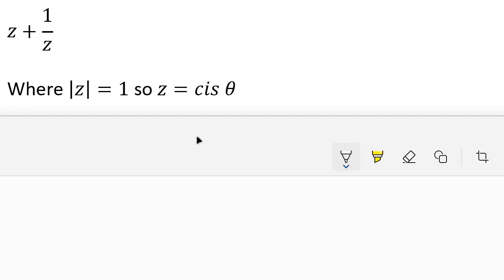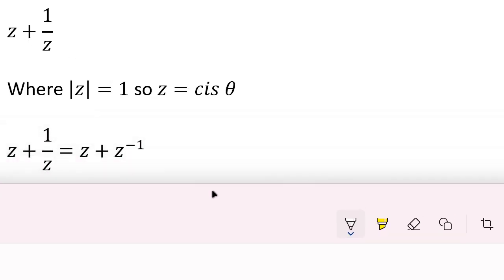So the question says, examine this expression using the cis notation, polar. And it also tells us that the modulus of z is 1. So we can just write z equals cis theta, we don't need to bother with an r or anything like that. So we realize that this is de Moivre's theorem.